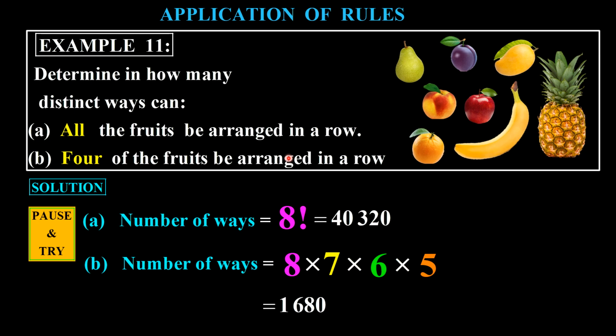You could also have done it using our rule there. We have 8 factorial, but we want to arrange only 4, so it's 8 factorial divided by 8 subtract 4 factorial. Just do that in the calculator, and let's see. It's exactly the same.